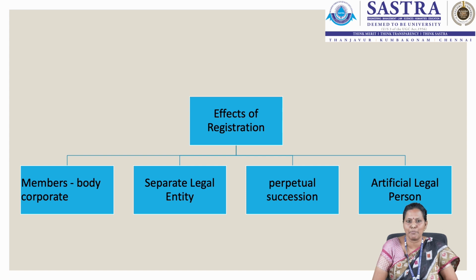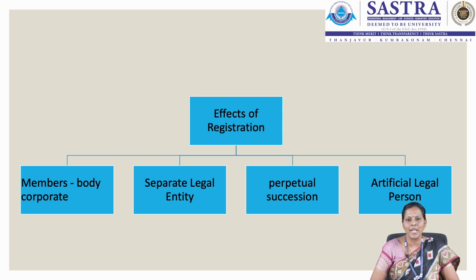The moment that is given, all the members of the company become a body corporate, and we all know the company is a separate legal entity which is distinct from its members. The company can enter into contracts with the members and with outsiders. The company can sue others. The company can be sued, it can lend money to others, and it can borrow money, because the company is distinct and separate from its members, and the company will keep on existing, which we call perpetual succession.